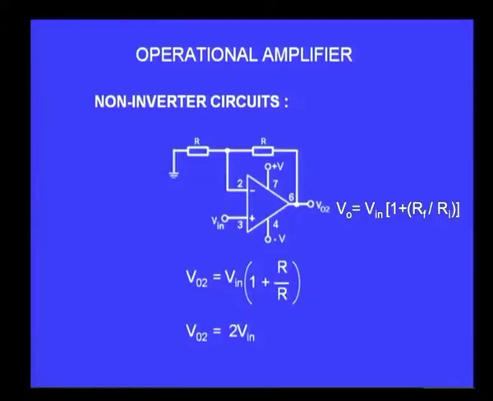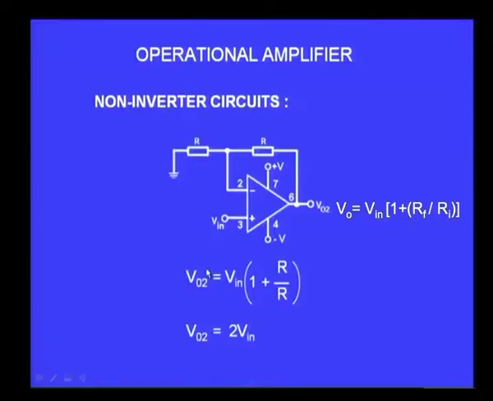Now, I go to the second configuration in the superposition, where I ground the inverting signal input and apply the input only to the non-inverting input. Then what happens? It becomes a very simple non-inverting amplifier, and for a non-inverting amplifier we have seen several times the output voltage.